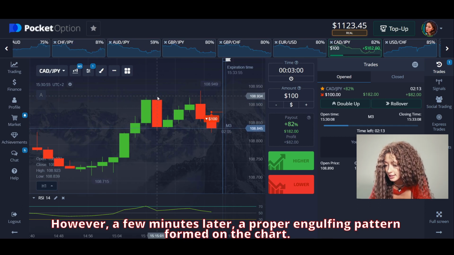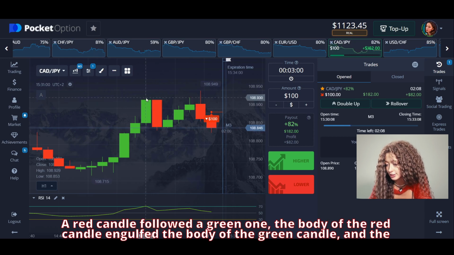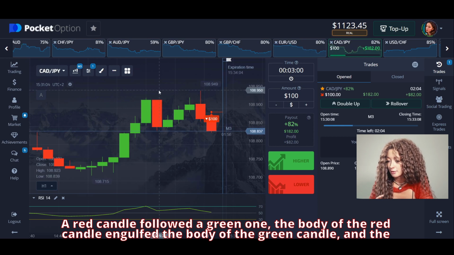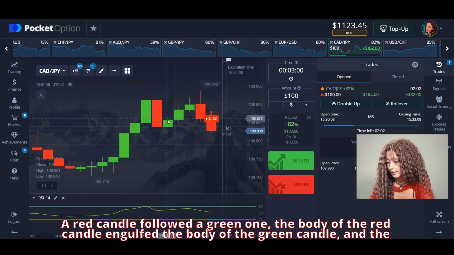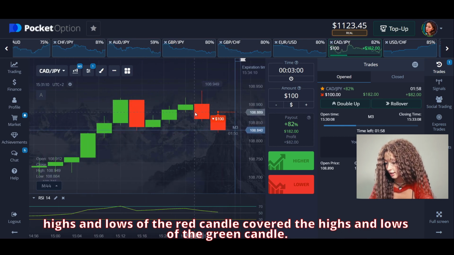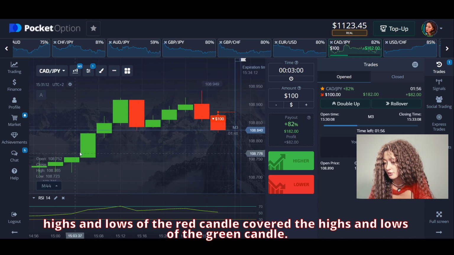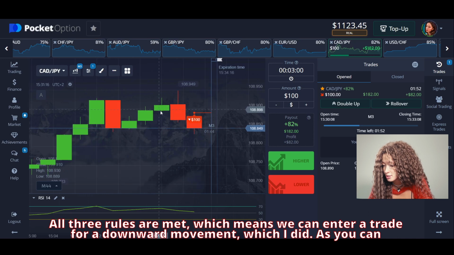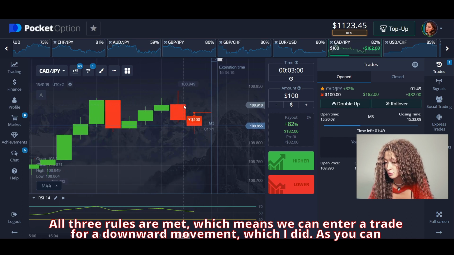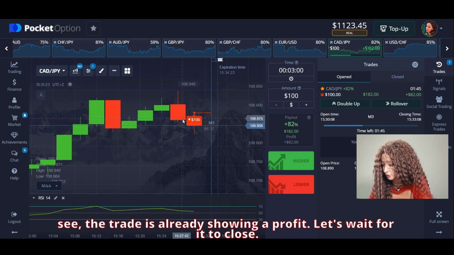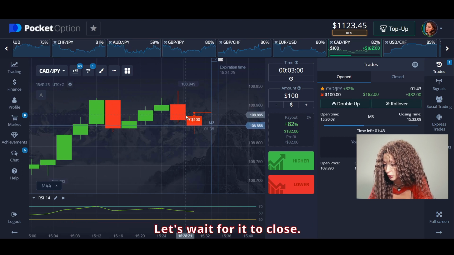However, a few minutes later, a proper engulfing pattern formed on the chart. A red candle followed a green one. The body of the red candle engulfed the body of the green candle, and the highs and lows of the red candle covered the highs and lows of the green candle. All 3 rules are met, which means we can enter a trade for downward movement, which I did. As you can see, the trade is already showing a profit. Let's wait for it to close.